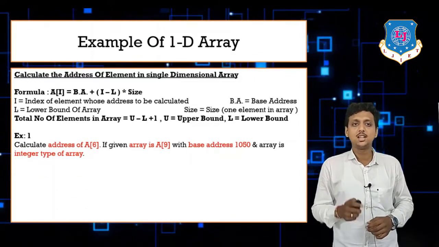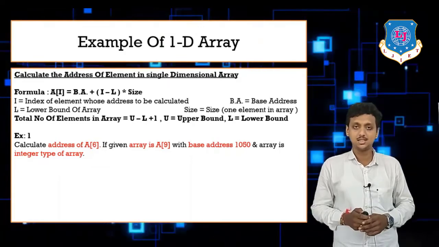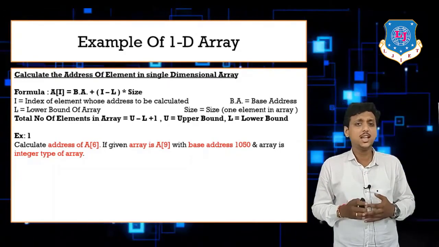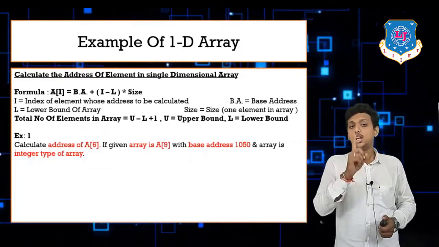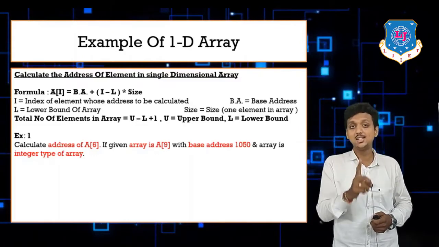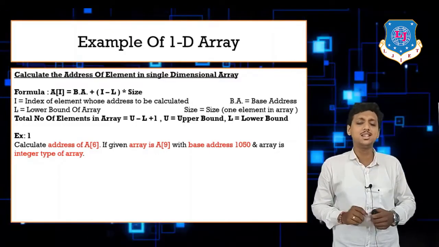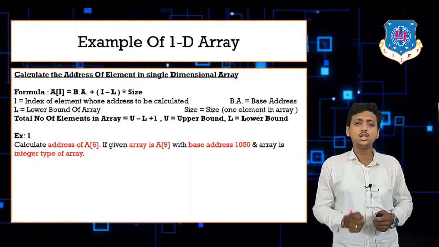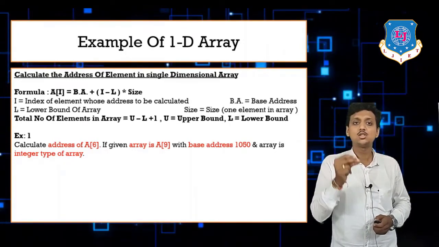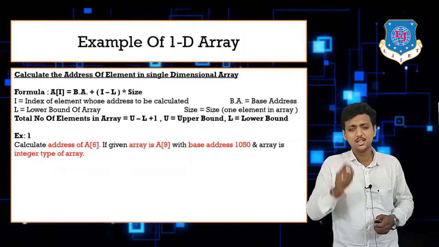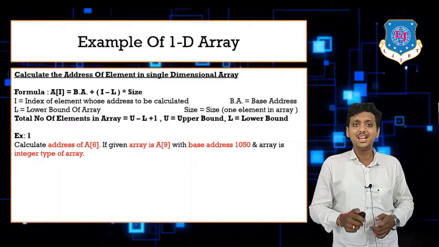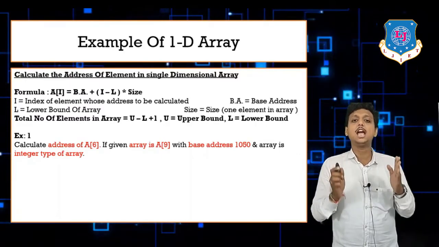The question is, calculate the address of A of 6 if the given array is A of 9. So here we have the total size of the elements, the array is A of 9, so a total of 9 elements are there. What we need to find out is the address of A of 6, so our I becomes 6. Students, the base address is also given. The base address is 1000 and the array is of integer type.